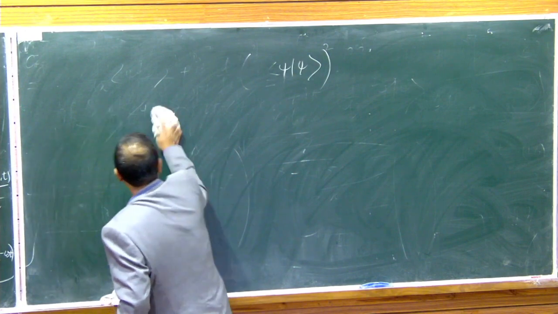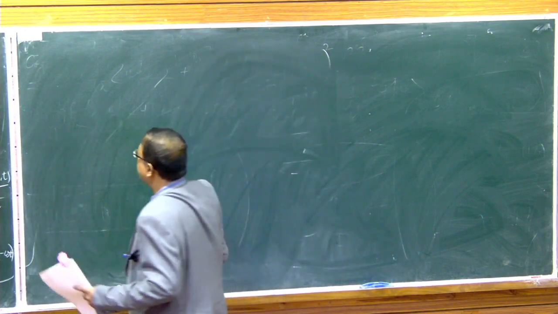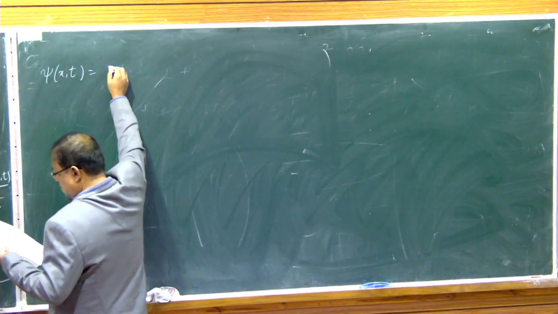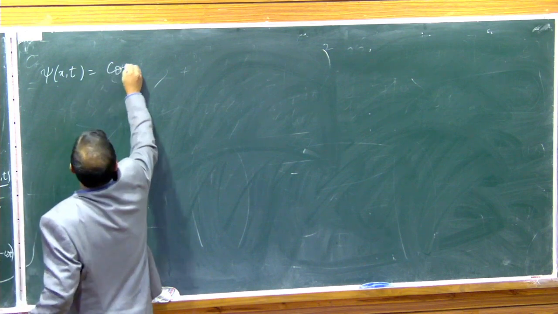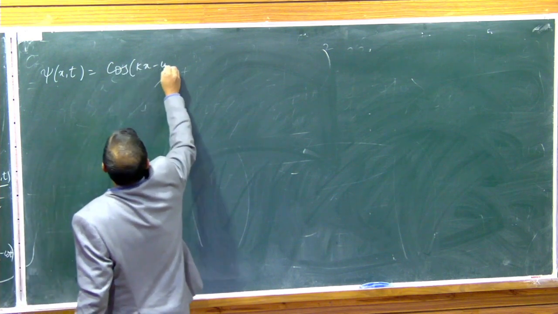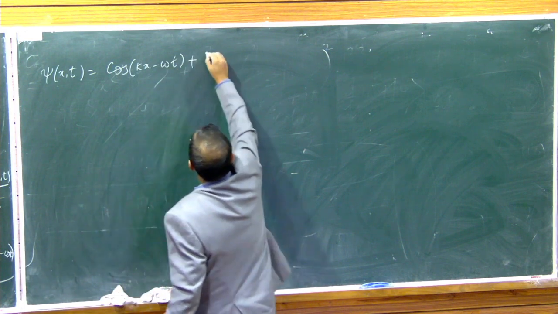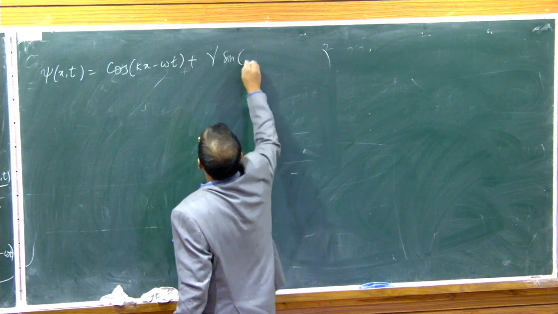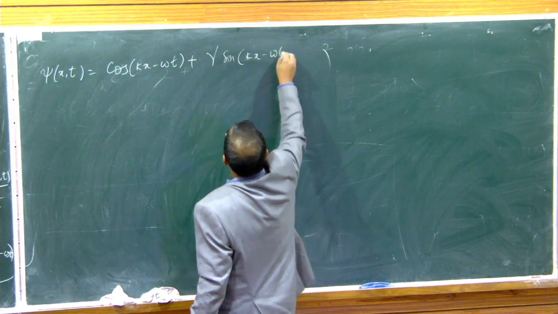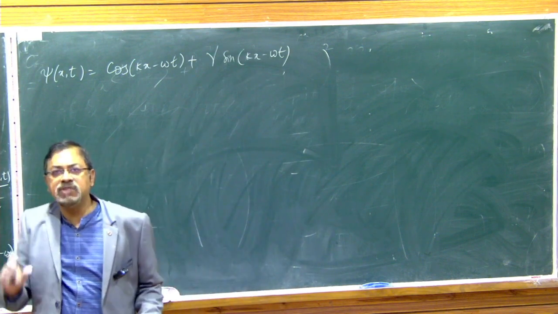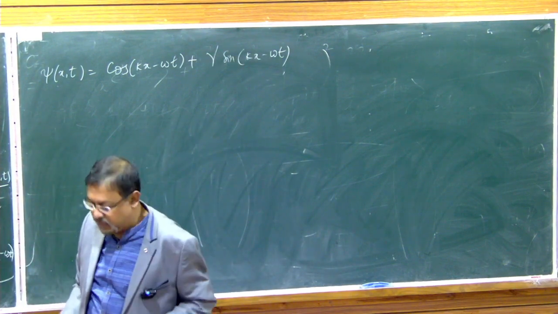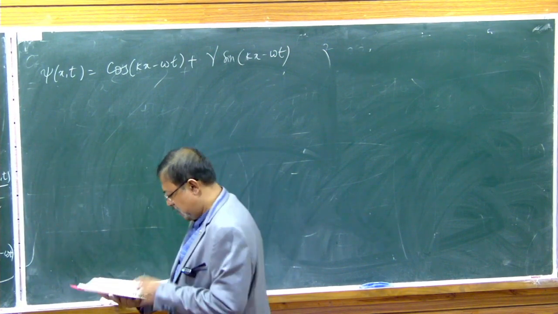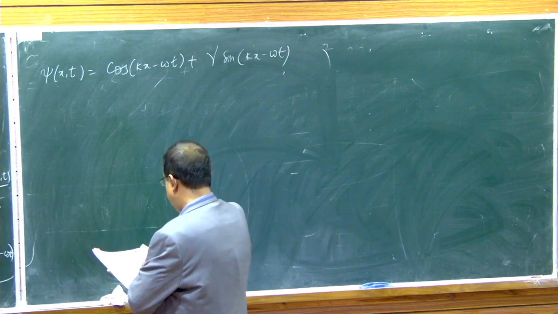So a simple solution of this is that you take a solution psi(x,t) equal to, say, cos(kx minus omega t) plus some coefficient, again doesn't matter, some gamma sine(kx minus omega t). This is a smart move, because each one of them is not going to satisfy your equation, but a combination of them can be a solution, where gamma is a constant.